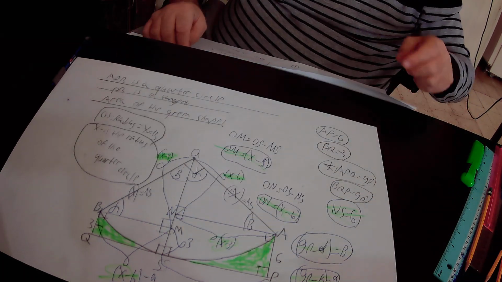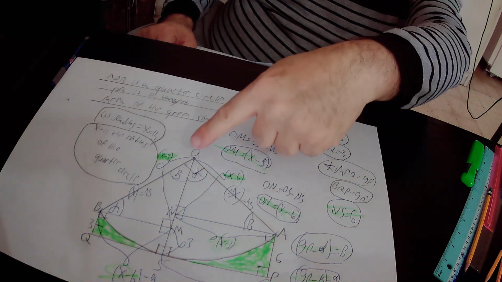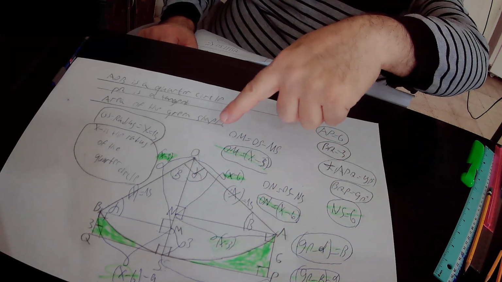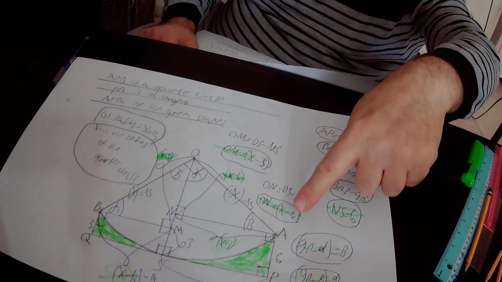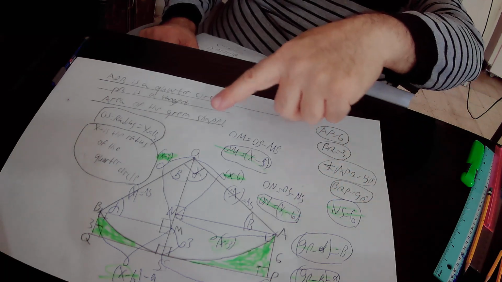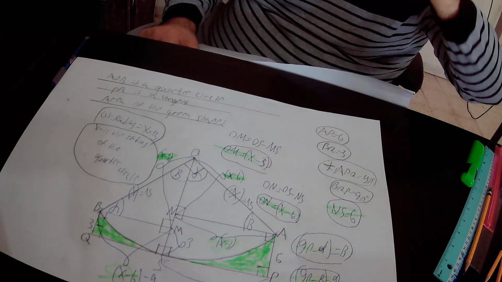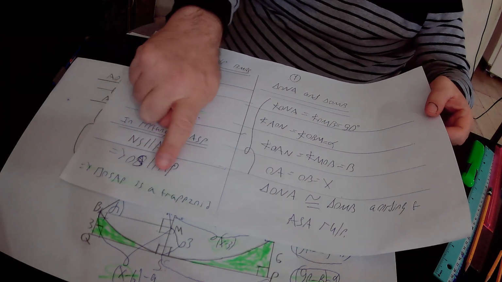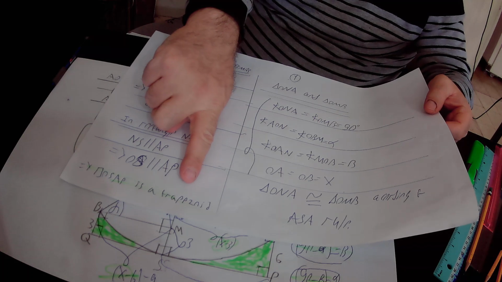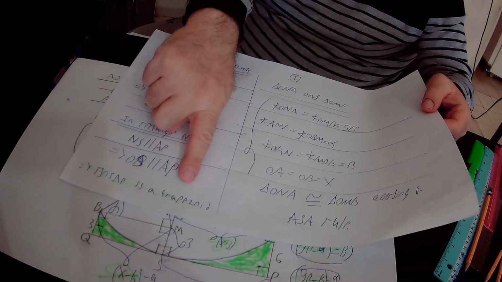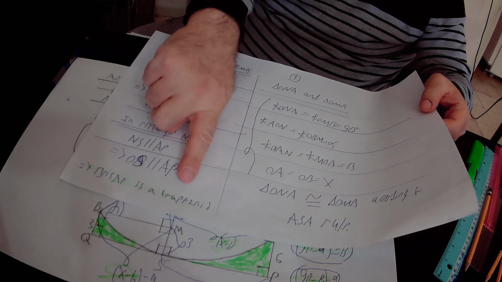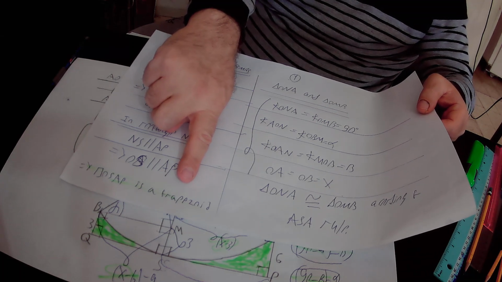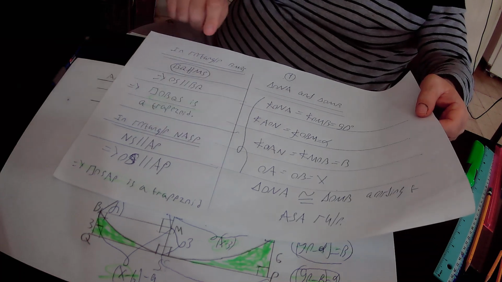So we found out that in quadrilateral OSPA, side OS is parallel to side AP. Therefore, this quadrilateral OSPA is a trapezoid. Quadrilateral OSPA is a trapezoid because it has one pair of parallel sides. And the definition of a trapezoid is a quadrilateral with one pair of parallel sides.